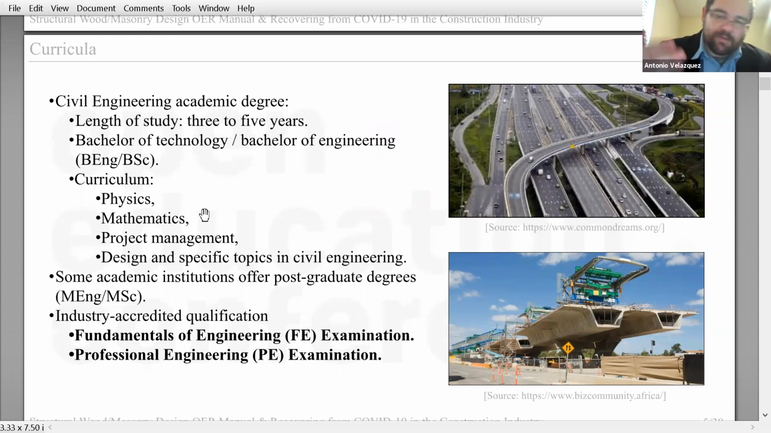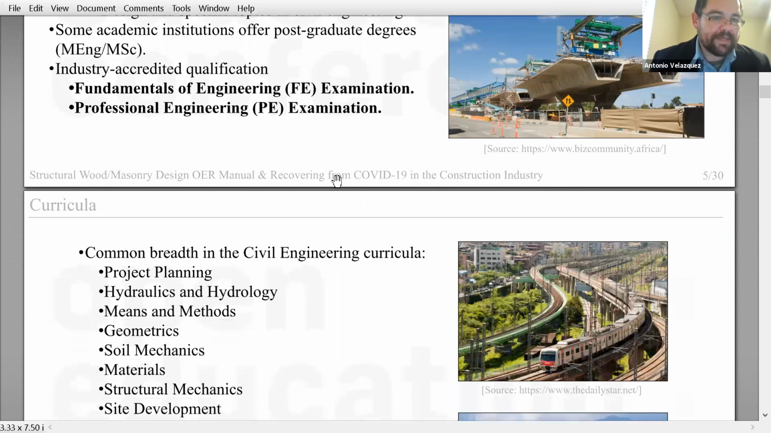But once you pass and once you get your degree, the next step to really be in the task force is to pass these 2 filters: the Fundamentals of Engineering exam and the so-called Professional Engineering exam. So these are really the bottleneck for most of the engineering practitioners in the country, and even in several countries around the world. Okay, let me just continue here.